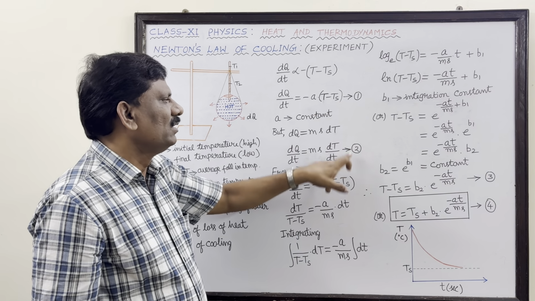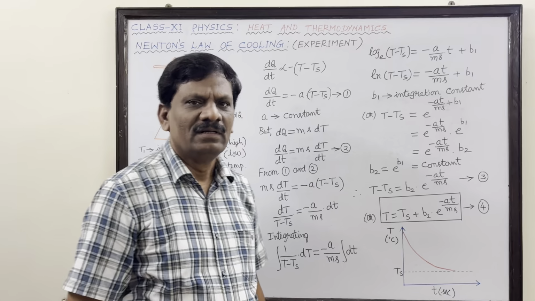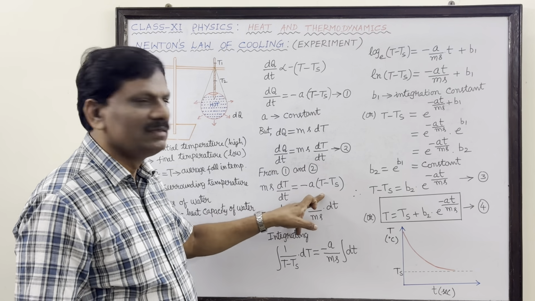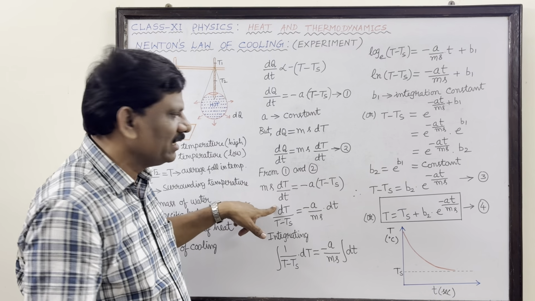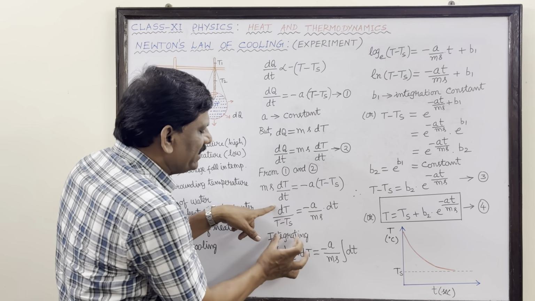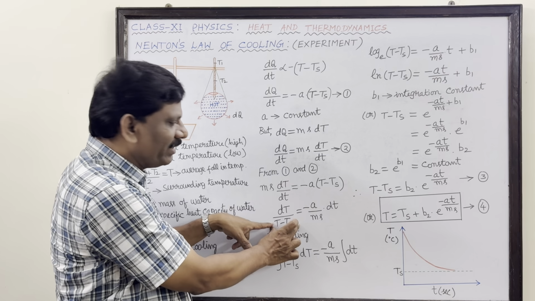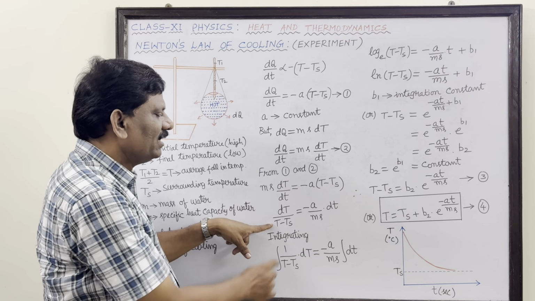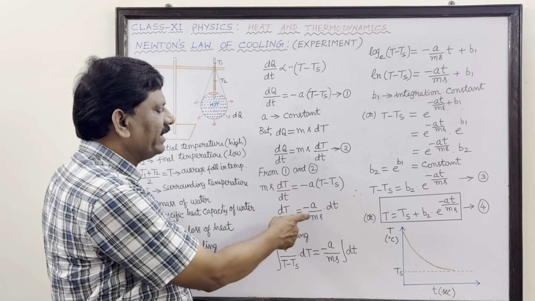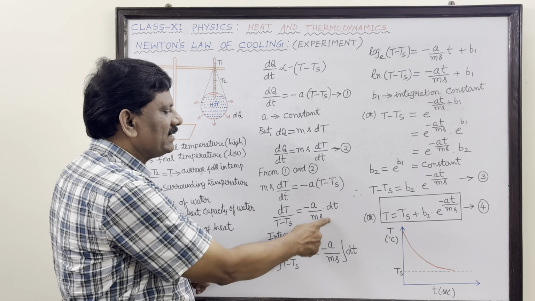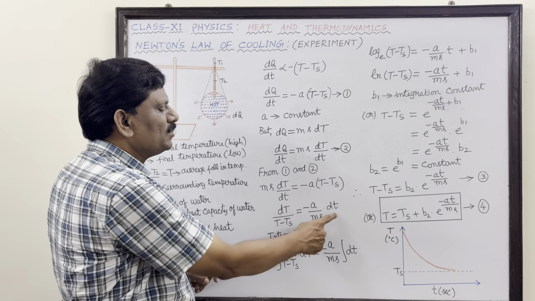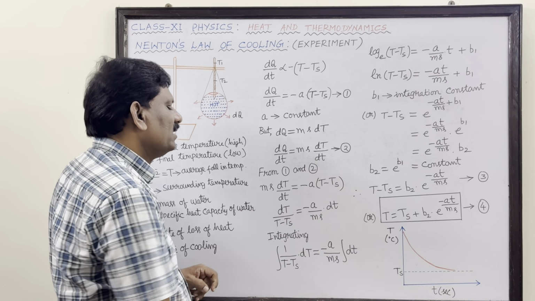So I am going to equate the right hand sides. Now rearranging the terms in the above equation, the change in temperature dT is taken to the numerator, and T minus Ts, which is also the change in temperature, can be brought to the denominator. All other terms are shifted to the right hand side. So minus A divided by m into s into this d small t, the time taken, on the right side.